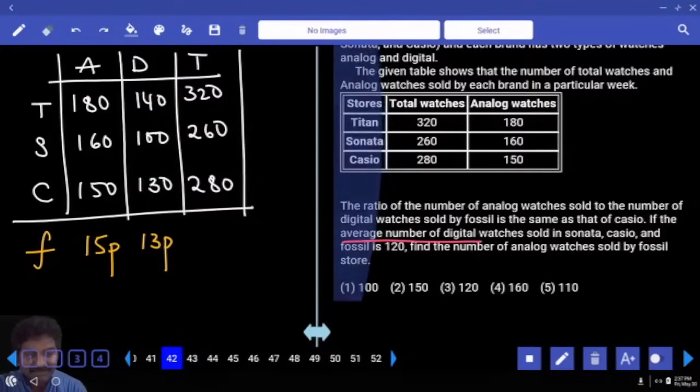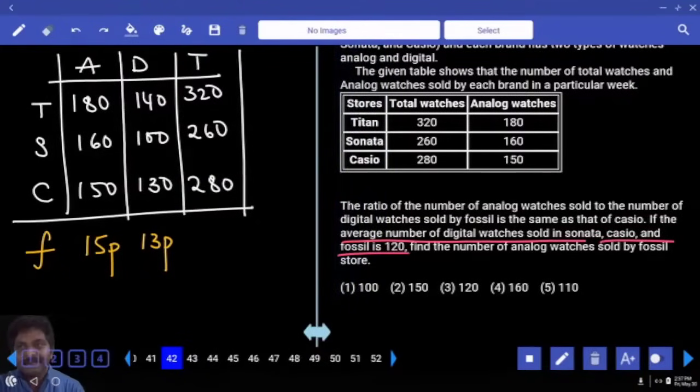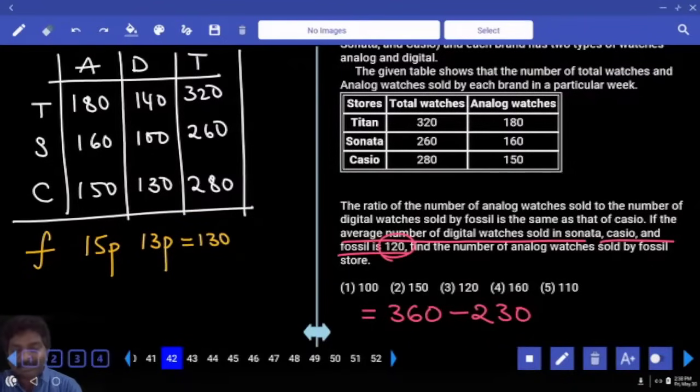The average number of digital watches sold in Sonato, Casio and Fossil is 120. How many companies are there? 3 companies, average mentioned as 120. Then sum will be 360. And in these 360, which all companies are there? Sonato and then Casio. Sonato and Casio both put together 230. If 230 is subtracted here, how much do you get? So 13 parts is equal to 130 only.